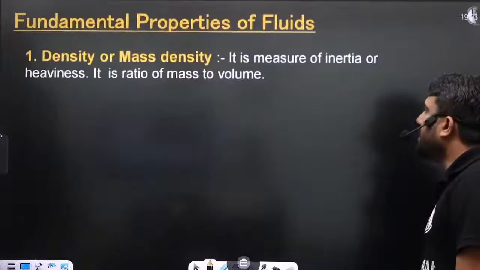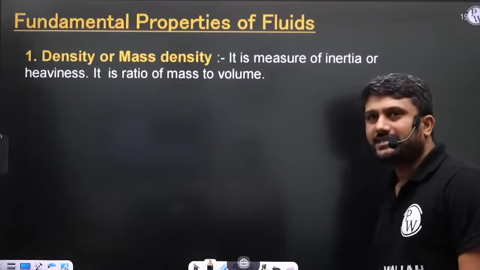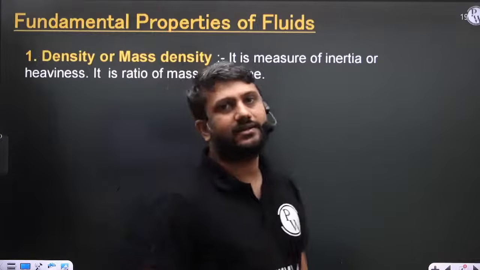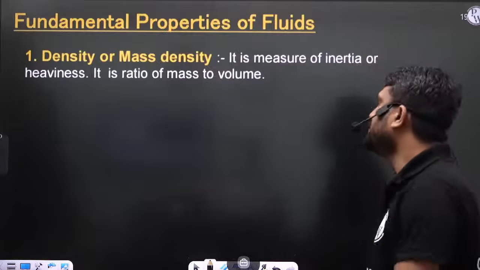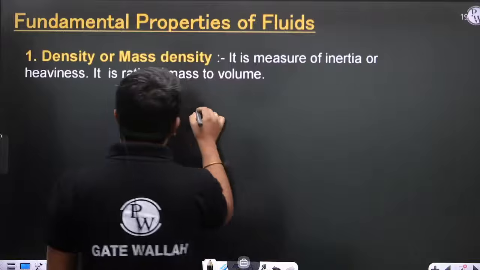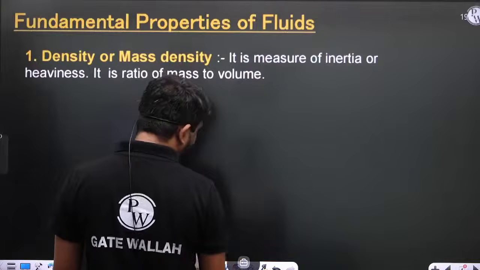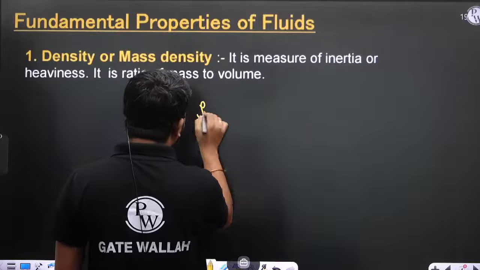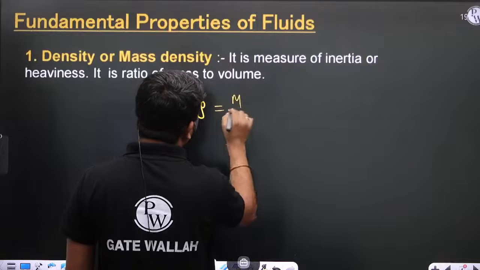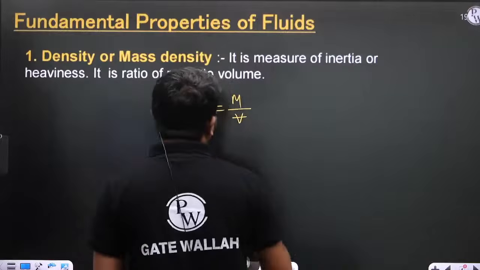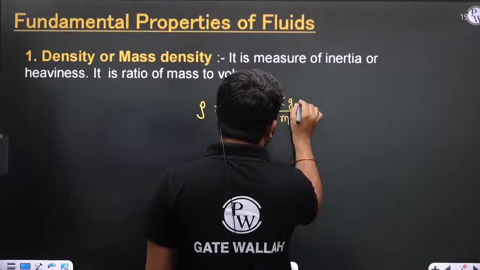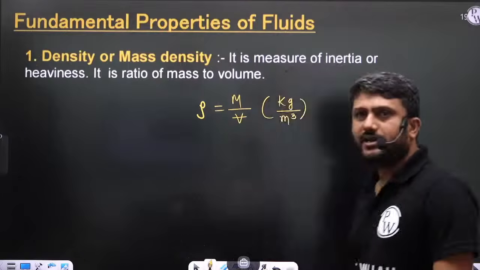Density or mass density is already covered. What is the density or mass density? It is a measure of inertia or heaviness, and it is the ratio of mass per unit volume. Density is denoted by rho. So we can say rho is equal to mass per unit volume. And what is the SI unit? The SI unit is kg per meter cube.